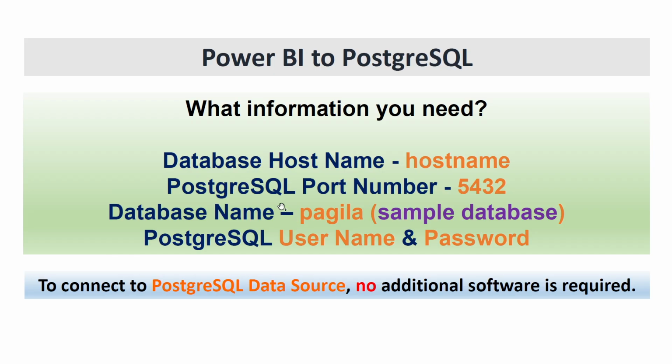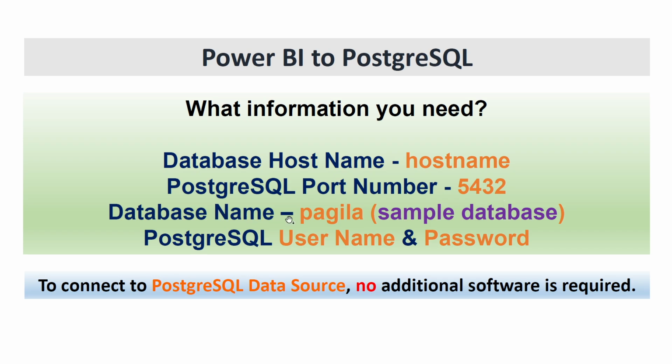The information that you need is where your Postgres database is hosted, and what the PostgreSQL port number is. Typically, by default, it is 5432. However, it might differ based on your environment.